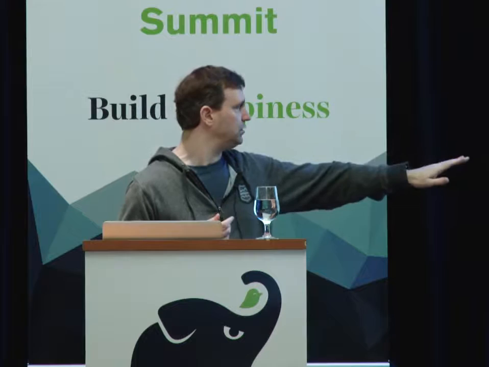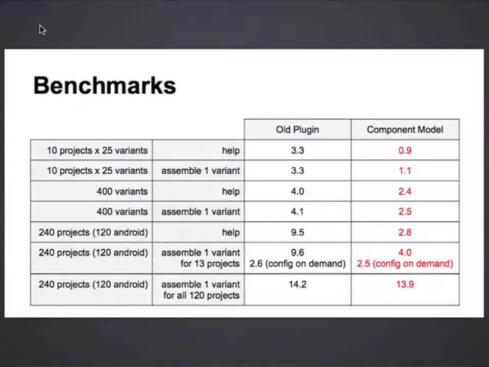And so it's really, with the new component model, it will only run and configure the one project that I'm building. But it still goes and looks at the old ones, which is not something that they want to do. Once we get to a point where everything is using the new model, then Gradle will just ignore the other projects, but that's not the case right now.